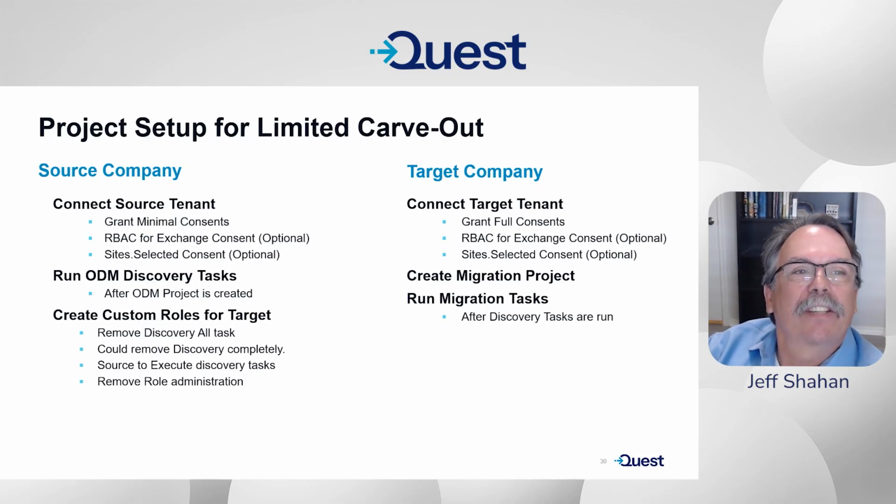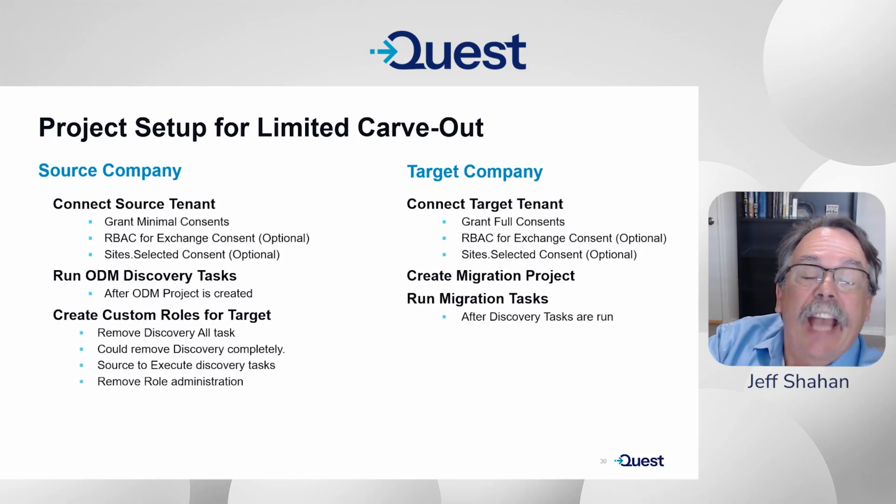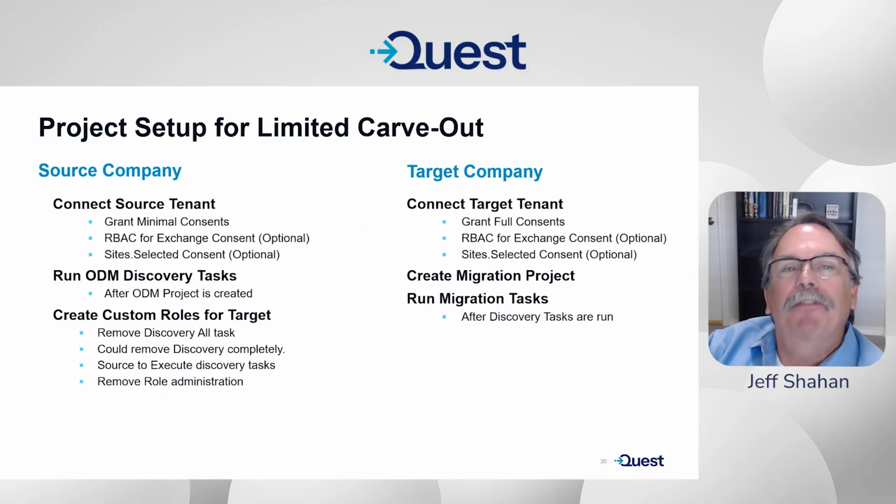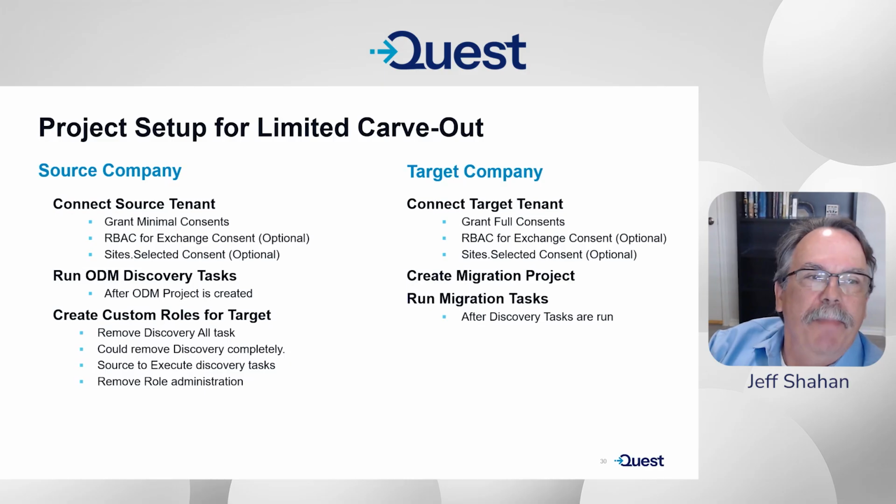They granted the consents to their tenant themselves. They used the ODM admin in order to do that, created RBAC, and created site support if they needed to. And then they actually ran a discover by file for these users. They did that after the target company granted access to the tenant and created that migration project. So you can see they kind of had to work together to make this work. And all of this was handled through the custom RBAC interface.